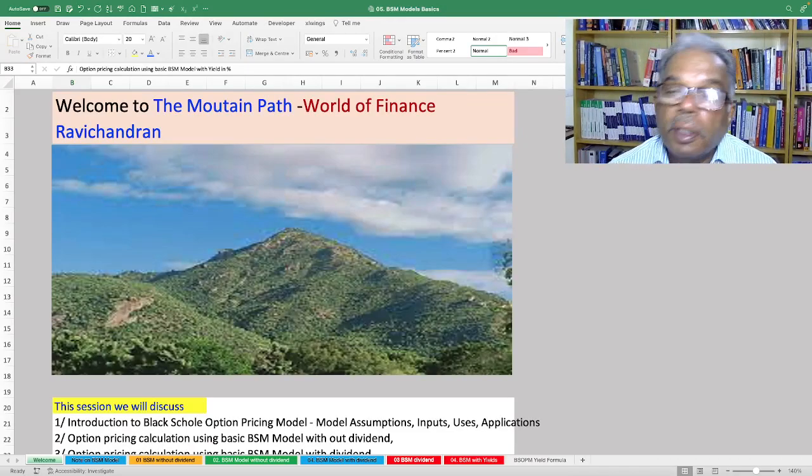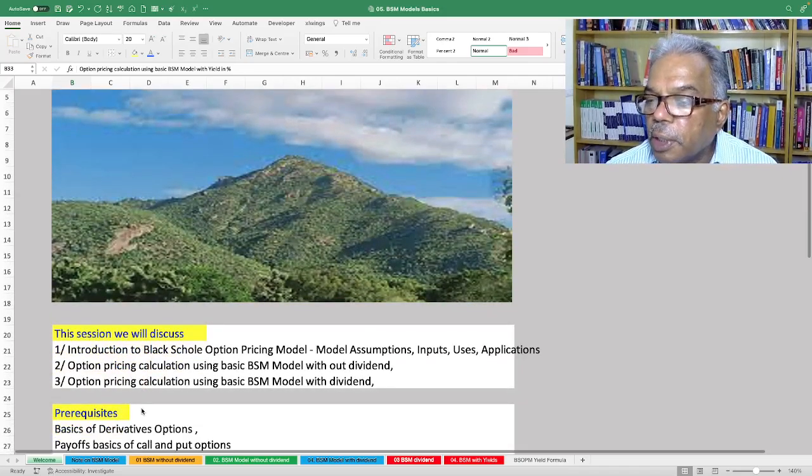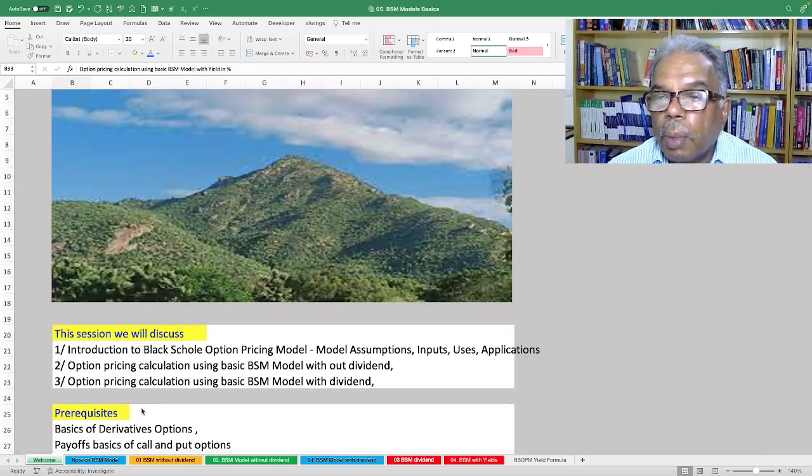This is Ravichandran. This session we will discuss a basic introduction to the Black-Scholes option pricing model. We will also discuss the model assumptions, inputs, as well as uses and applications. We will also discuss a simple example illustration of the Black-Scholes option pricing model, calculation of call option and put option without dividend. Then we will discuss one example with the dividend also.